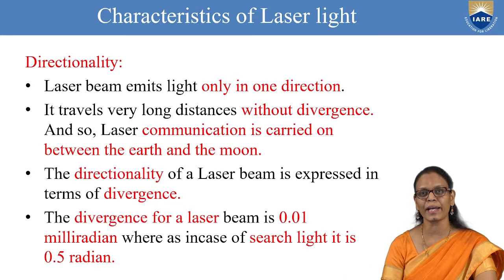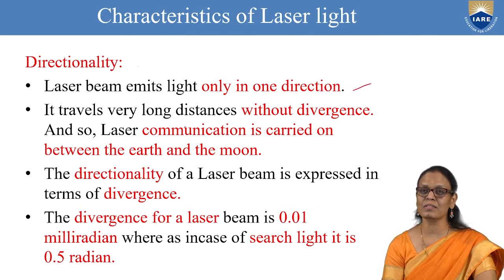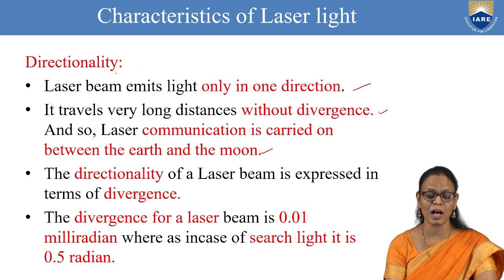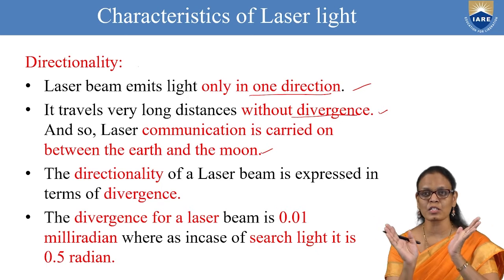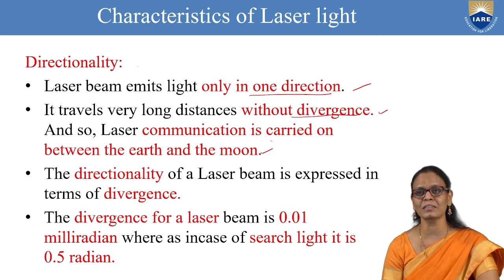Now coming to the third characteristic, that is directionality. A laser beam emits light only in one direction. It travels long distances without divergence. So laser communication is carried out between the earth and the moon. This is one very important advantage of a laser. It is highly directional. We say unidirectional, meaning only along one direction without diverging, without spreading out in space.